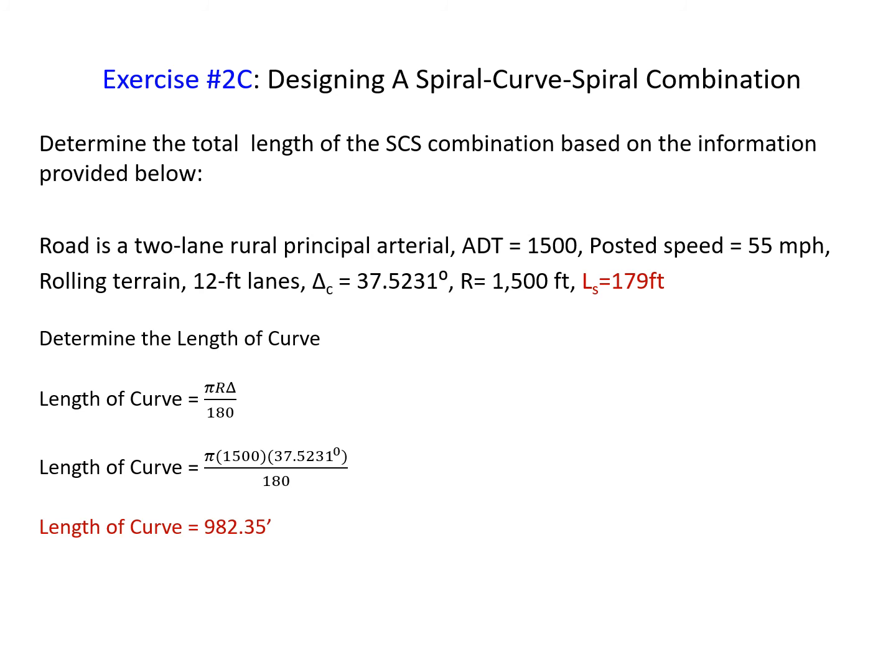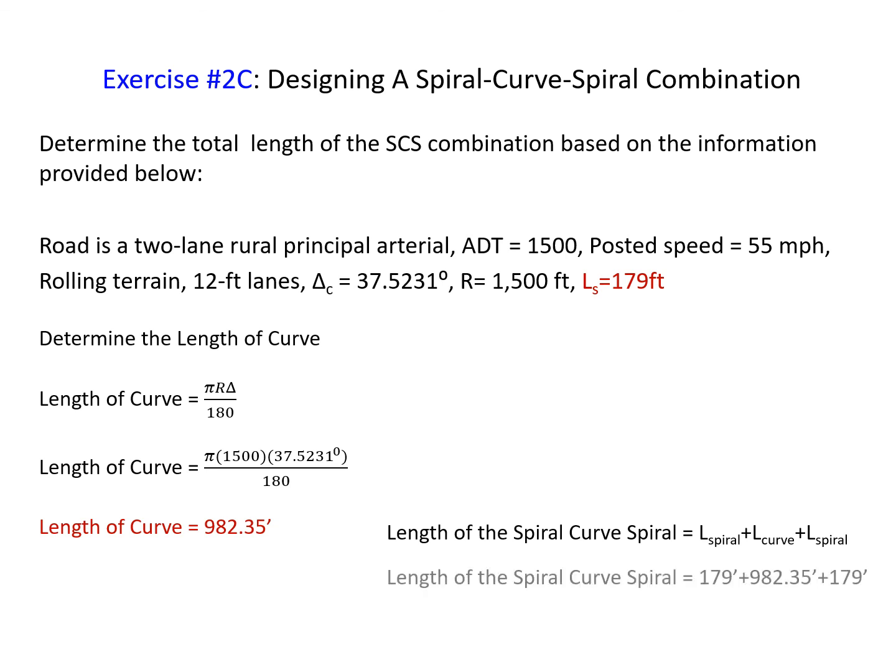Now that we know the length of curve and the spiral, and again with spirals at MoDOT, we typically have the same spiral length for the beginning spiral and the ending spiral, so they're both the same length. So to calculate this spiral curve spiral combination, all we have to do is add up all those elements. So to do that, there's the values, and then our final answer is 1,340.35 feet.